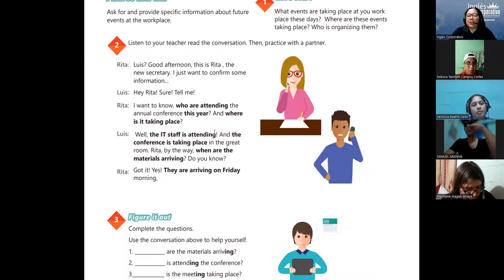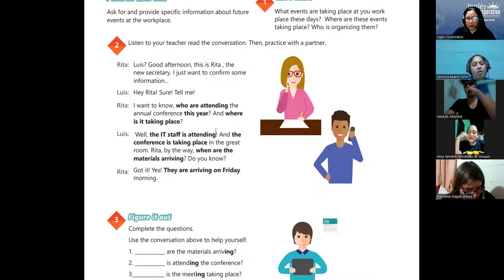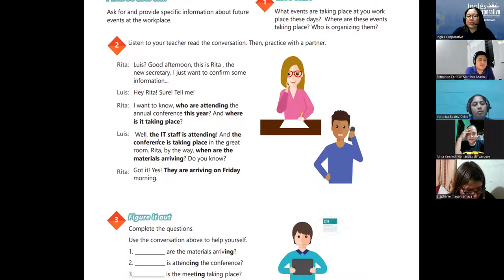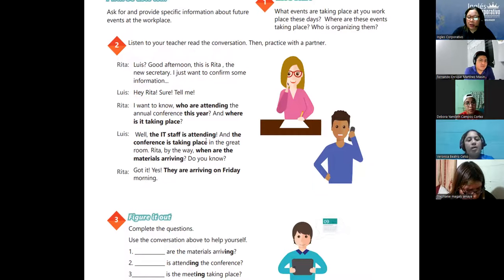The IT staff is attending. The conference is taking place. Y después de esto, decimos in, y decimos el lugar, ¿verdad? In the great room. When are the materials arriving? They are arriving on Friday morning.